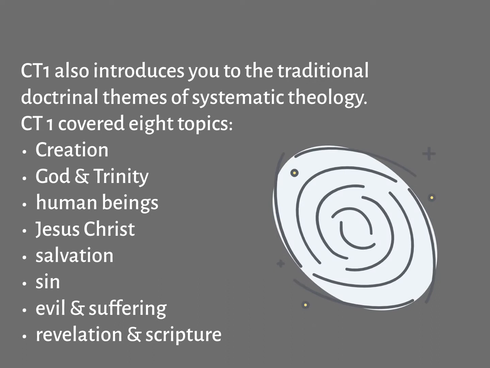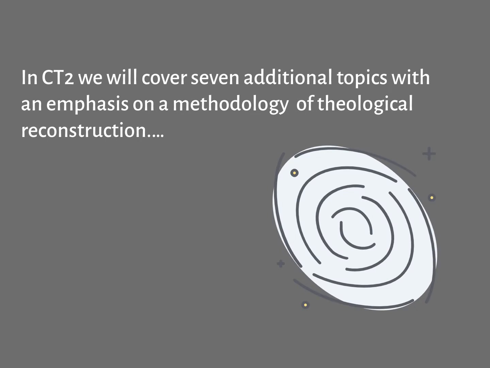But another thing that CT1 did was to introduce you to the traditional doctrinal themes of systematic theology. CT1 covered 8 topics. I think we also sometimes refer to them as loci or doctrinal themes or topics. Those were creation, God and the Trinity, human beings, Jesus Christ, salvation, sin, evil and suffering, and revelation in Scripture. So in Christian Theology 2, we're going to cover 7 additional topics with an emphasis on a methodology of theological reconstruction.